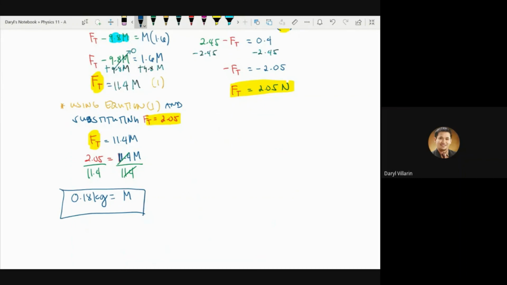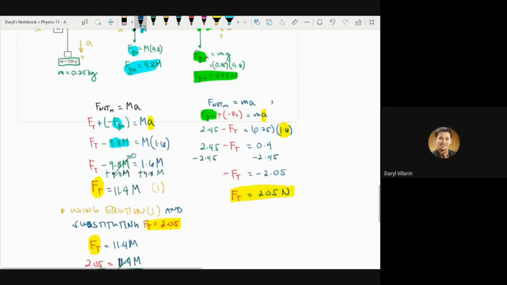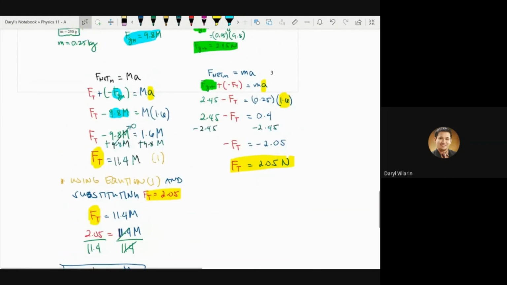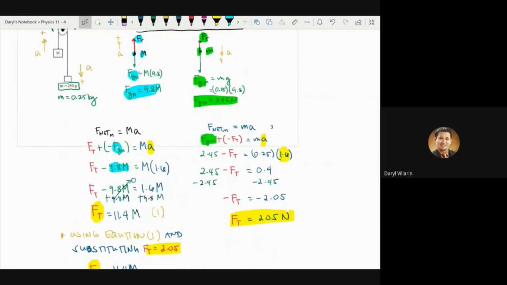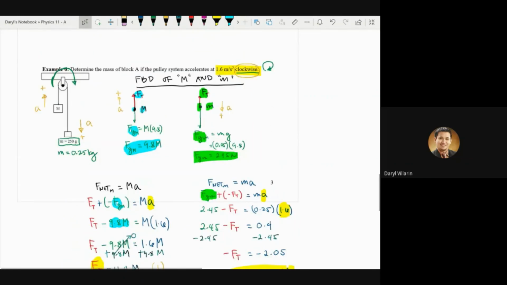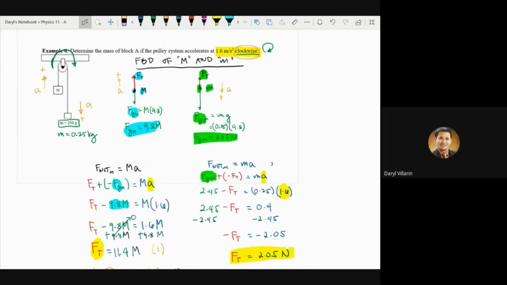As to be expected, the mass of your capital M should be lesser. That's around 180 grams. The other one is 250 grams. So if it will be rotating clockwise, that means that the tension of your object here would be bigger on the other side, or this should be bigger compared to the other mass. Okay, so any questions?